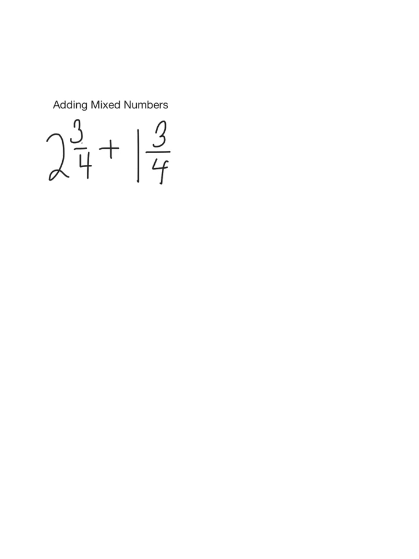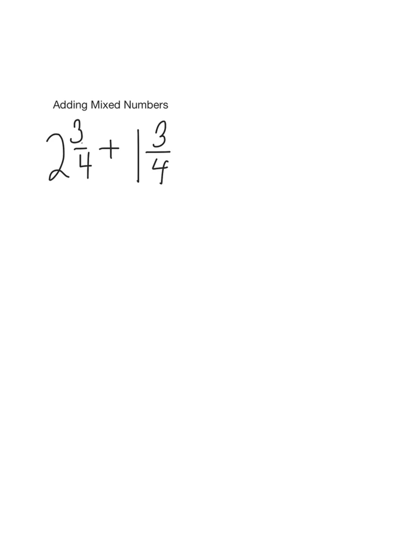Today we're going to add mixed numbers, and I'd like to start with an example where the denominators are the same, and then I'd like to move on to an example where the denominators are unlike, they are different. And so let's start with our equation. We've got 2 and 3/4 as our first addend, and then 1 and 3/4 added to that.